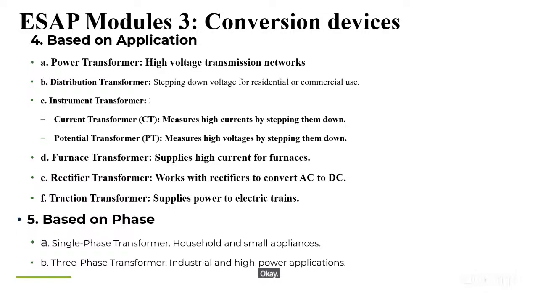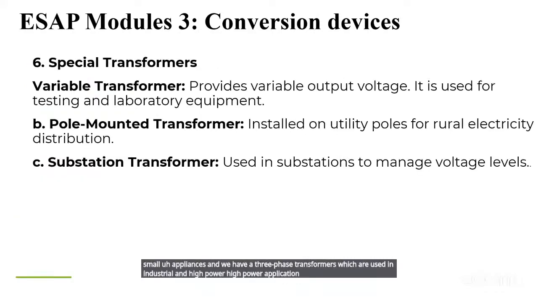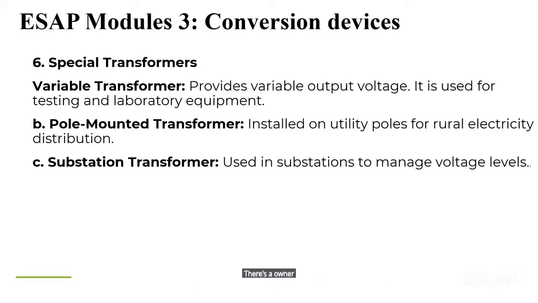Based on phase, we can have two types of transformers. One is a single phase transformer, which is mainly used in households and small appliances. And we have three-phase transformers, which are used in industrial and high power applications. So these are the types of transformer we can have based on the number of phases which power them.